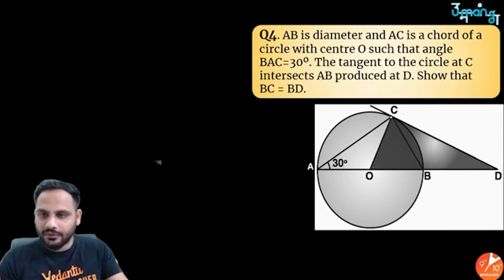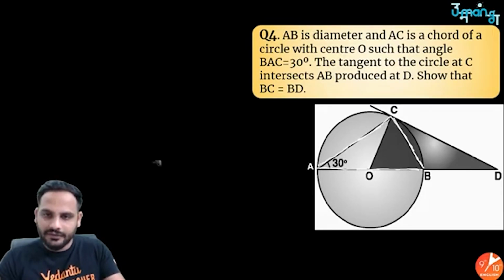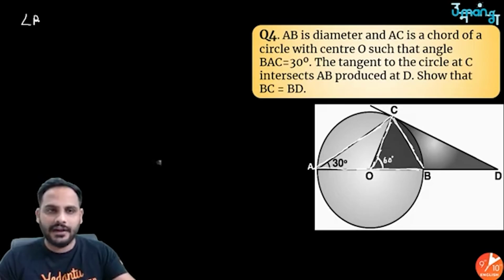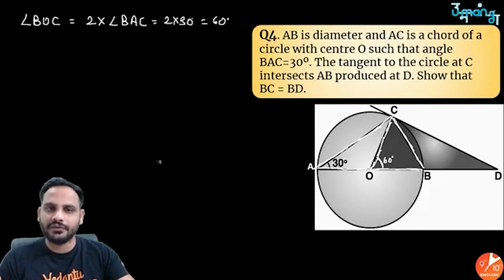First thing, look over here. BC is a chord and it is subtending an angle of 30 degrees at the circumference. So the angle at the center will be double of it. So this angle is 60 degrees. I can clearly say angle BOC is double of angle BAC, which means 2 into 30, which is equal to 60 degrees.